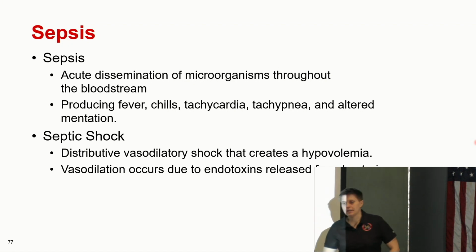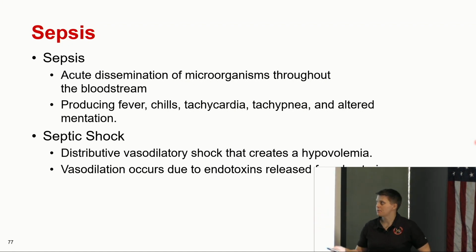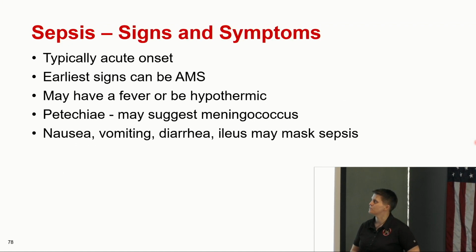Sepsis is an acute disseminated infection, a bloodstream infection, that usually leads to fever, chills, high heart rate, high breathing rate, and altered mental status. Septic shock, obviously, is when that has progressed to a shock state with hypotension and affecting your end organs, including your mental status. But elderly individuals, with their diminished ability to fight off infections, are at higher risk for developing sepsis. It usually comes on quickly.